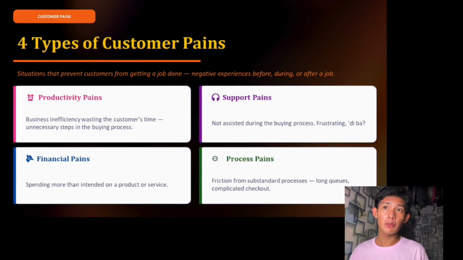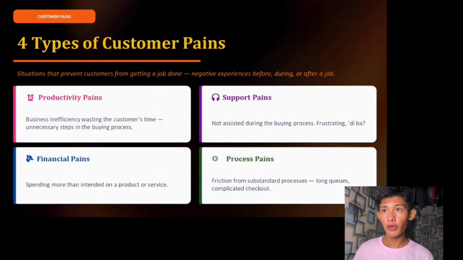So, yung last po is the process pains or poor business processes. Ito po yung pain na nagkakreate po siya ng frictions for buyers because of substandard processes po within the business. Like example, a very long queue, a complicated checkout, complicated procedures, or unnecessary steps po. Yun po yung mga process pains.